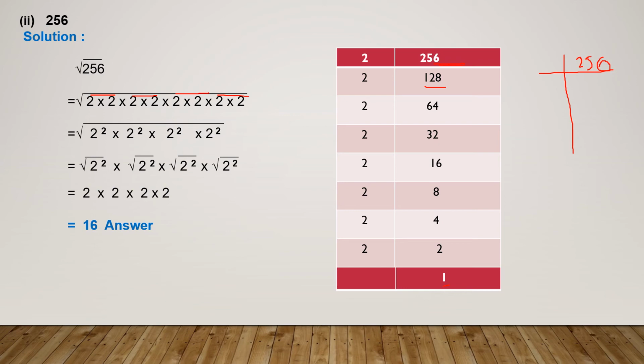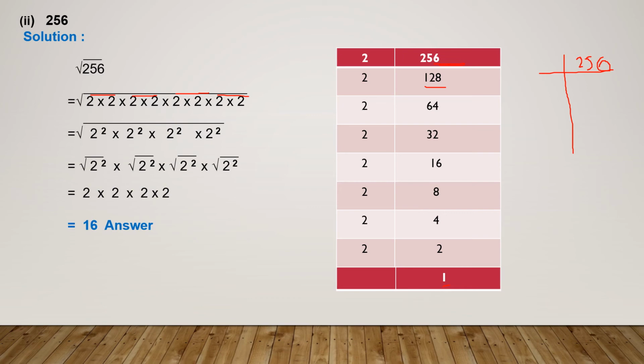2 square. Why 2 square? Because here we have a pair of 2 numbers, so we can write it just like 2 square. Similarly 2 square, similarly 2 square, and 2 square. In the next step, simply put this radical sign on all these 4 terms separately, just like this.